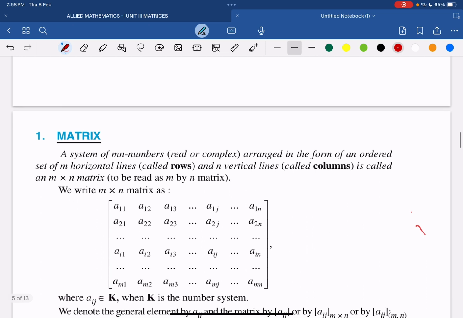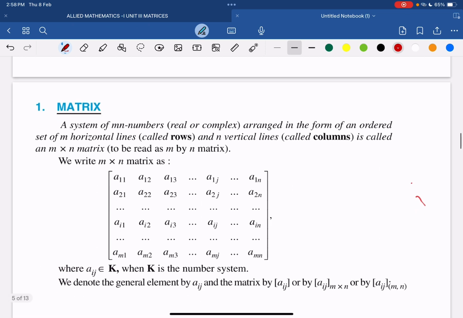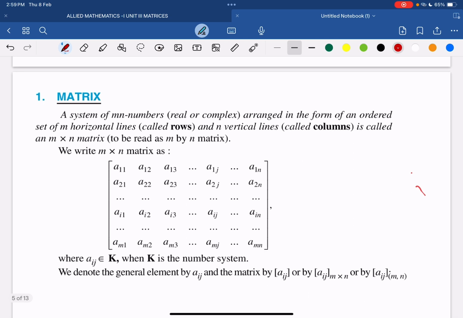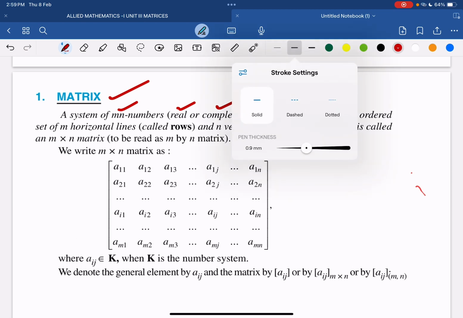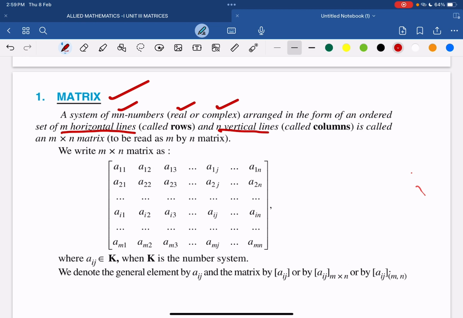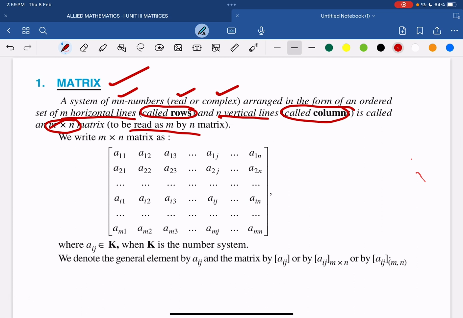So now we'll discuss what a matrix is, what the types of matrices are, and how to do multiplication, addition, subtraction, everything. The definition of a matrix is a system of mn numbers, real or complex, arranged in horizontal lines and vertical lines. The horizontal line is called a row and the vertical line is called a column. That is called a matrix. Here m by n is read as m by n, so m rows and n columns. The representation is A11, A12, A13, and so on up to A1n, A21, A22, A23 and so on up to A2n. Similarly, Am1, Am2, Am3, up to Amn form the m rows and n columns matrix.